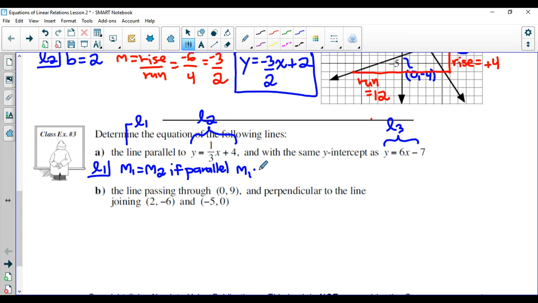Therefore, the slope for line 1, so we can call that M1, or I can just change it to M, would be equal to, well, here's my slope. y equals mx plus b. So the slope of this line would be 1/3. Now it says the line we're going to write an equation for also has the same y-intercept as this line. Okay, so I could say the y-intercept of line 1 would be equal to the y-intercept of line 3. And the y-intercept of line 3 is just -7.